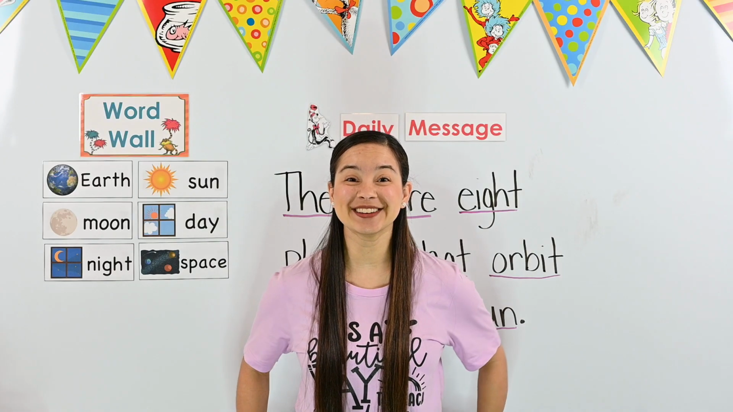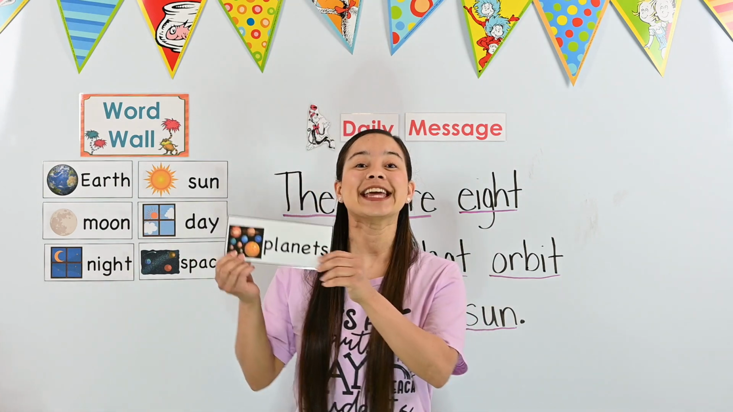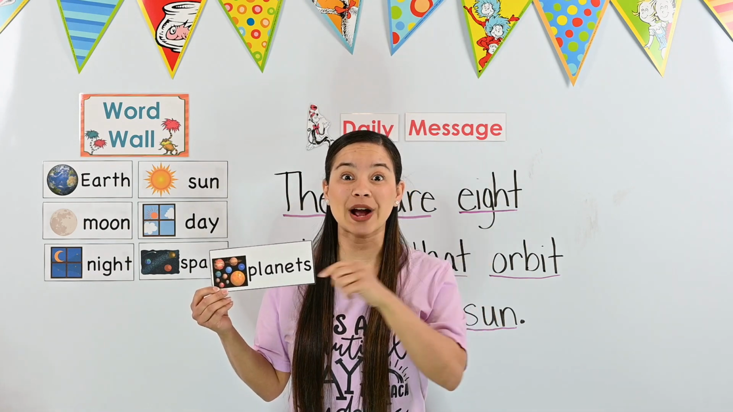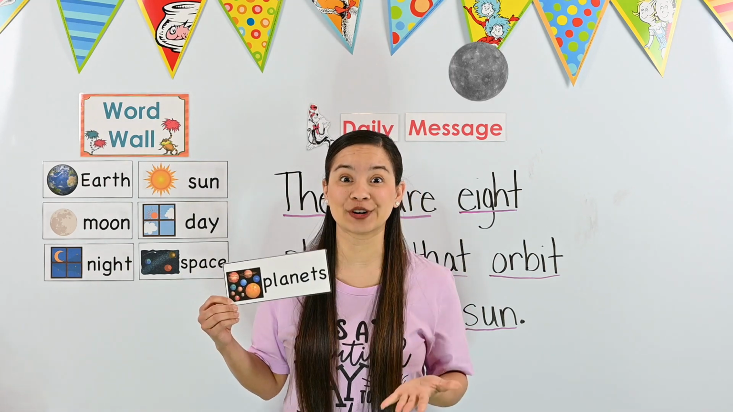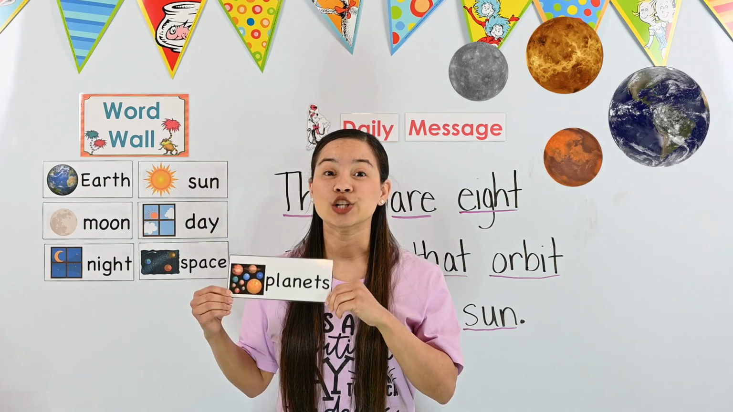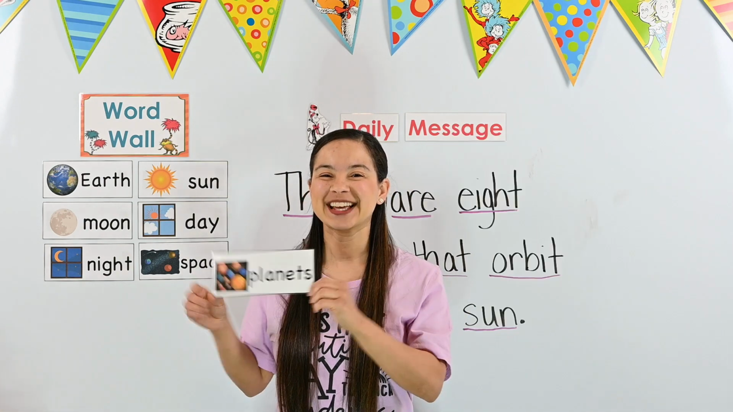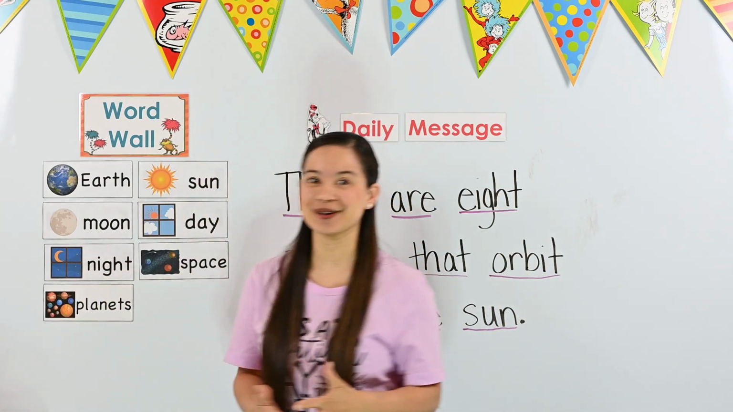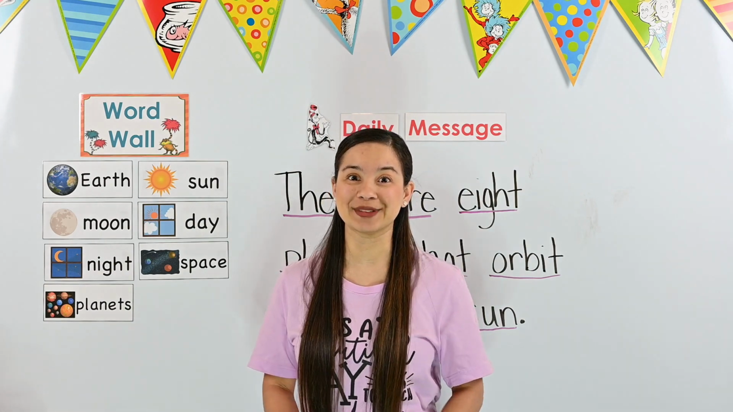Did you enjoy that little video? Awesome. Our word of the day, or one of our words of the day, is planets. We just saw 8 planets orbiting around the sun. The 8 planets in our solar system are Mercury, Venus, Earth, Mars, Jupiter, Saturn, Uranus, and Neptune. Let's put the word planets on our word wall. There we go.